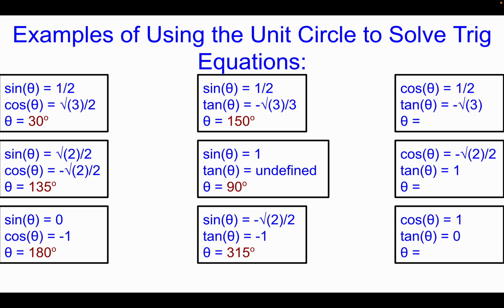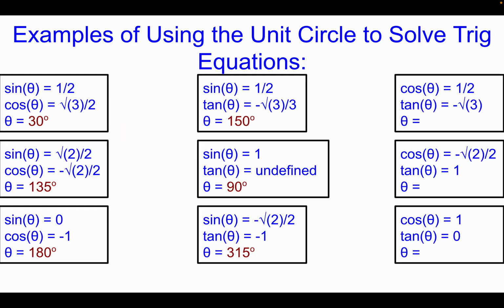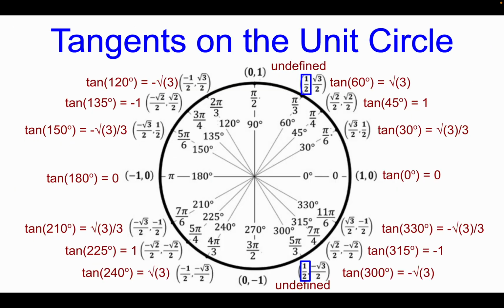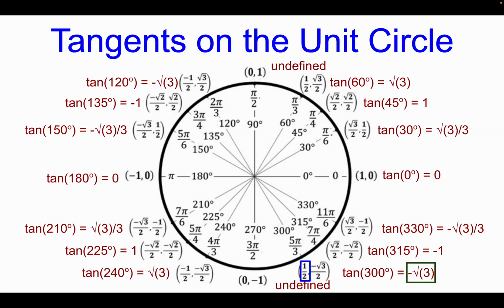Okay, now we'll do a couple of examples of cosine and tangent. So remember, cosine is your x value. So for this first one, we're looking for a cosine of 1/2, and we're looking for a tangent of negative root 3. Cosine is 1/2 here. Tangent is negative root 3 at these two places. And so you can see that our answer for this one is going to be 300 degrees. And again, we could do this in radians if we wanted to, so 5 pi over 3.